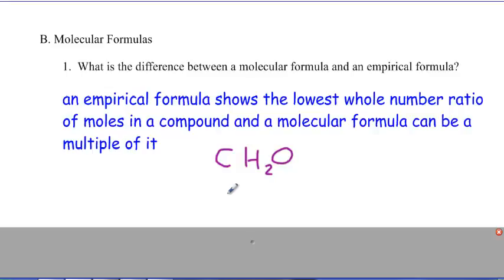However, the molecular formula could be a multiple of this, such as glucose, C6H12O6. Now notice that you have the same ratio, 1 to 2 to 1, but yet you've got higher numbers. This is known as a molecular formula.